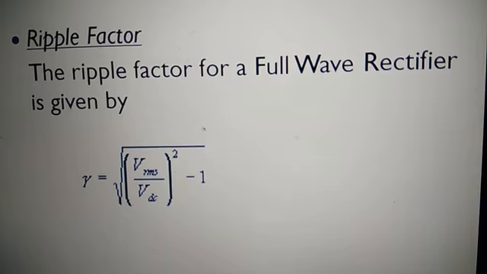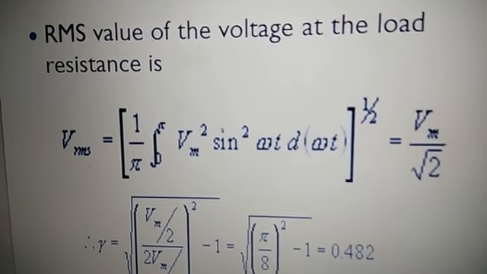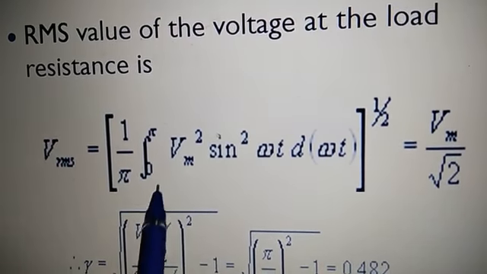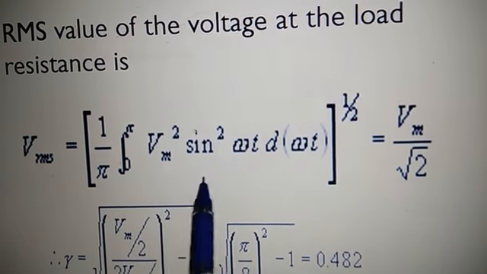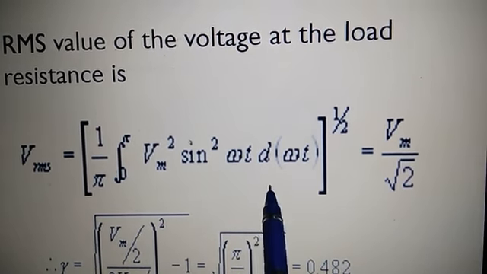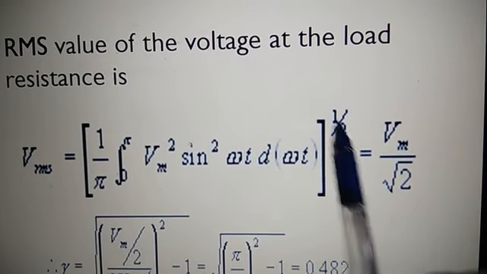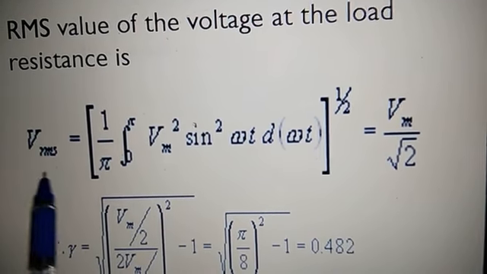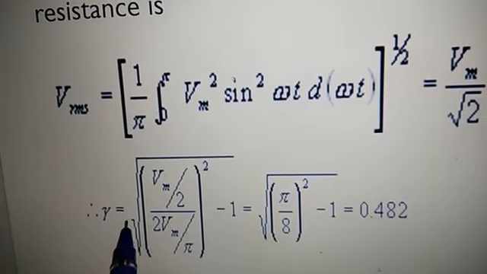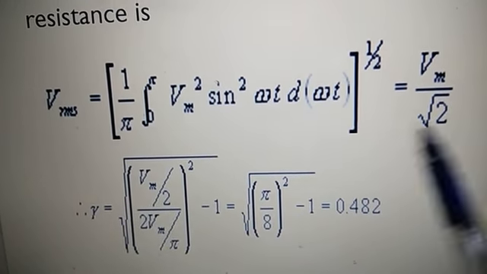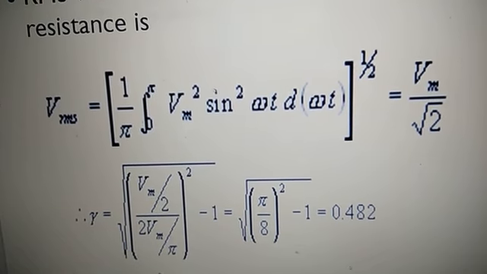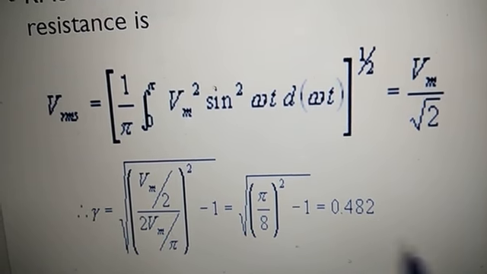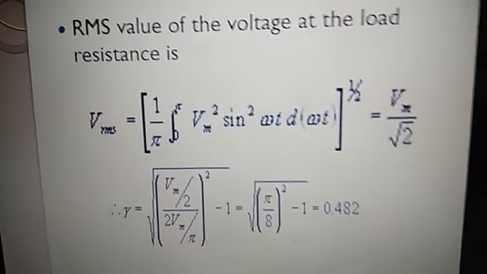This is the formula for calculating the ripple factor. Then the RMS value can be calculated as Vrms is equal to the square root of 1 upon pi integration 0 to pi Vm square sin square omega t d omega t. It comes to be Vm by root 2. So Vrms is equal to Vm by root 2. Hence put this value in the ripple factor formula, Vrms upon Vdc. So you will get 0.482. So ripple factor is 0.482.